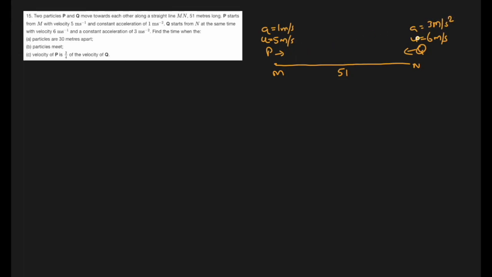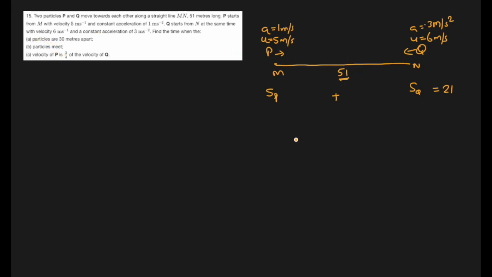But keep in mind, if we combine both, these will be negative, because they are in opposite directions. Just keep in mind, okay? Find the time when the particles are 30 meters apart. They are originally 51 meters apart. They want them to travel so that the distance remaining between them is 30 meters. That means they travel 21 meters together. So if I say SP is the distance traveled by P and SQ is the distance traveled by Q, then SP plus SQ will be 21 meters so that they are 30 meters apart. Okay.